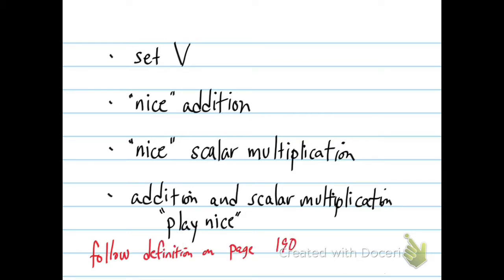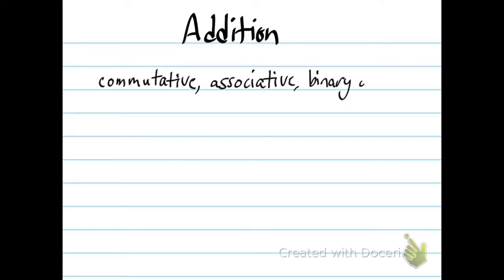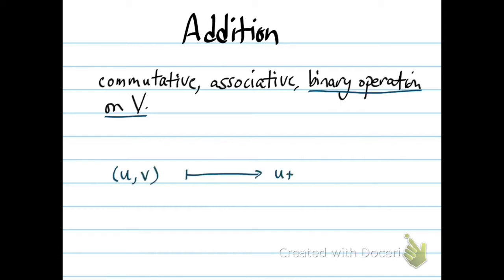What I'll try to do is give you more of a different way to look at it. So first, we need an addition that's a commutative, associative, binary operation on the set V. So let's go through this and see what that means. It's a binary operation on V, so I need to take as input a pair of elements in V and output an element in V. So this is a map from V cross V to V.